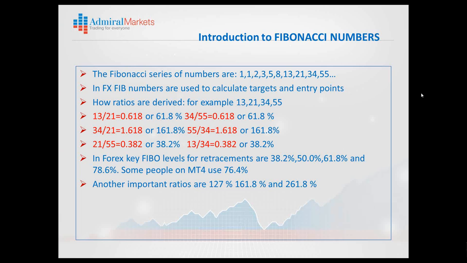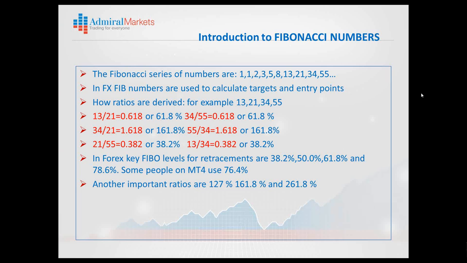The Fibonacci series of numbers is, as you can see, 1, 1, 2, 3, 5, 8. It's pretty simple to calculate the sequence, as we add the previous number to the existing number. To have 3, we add 1 and 2. To have 5, we add 2 and 3. So it's basically easy to understand.